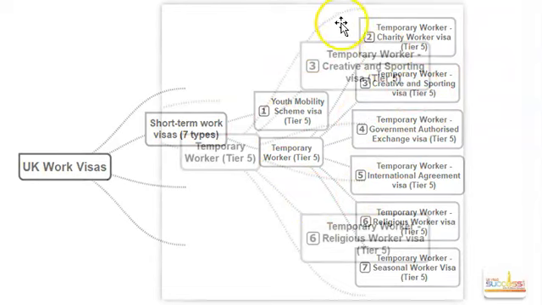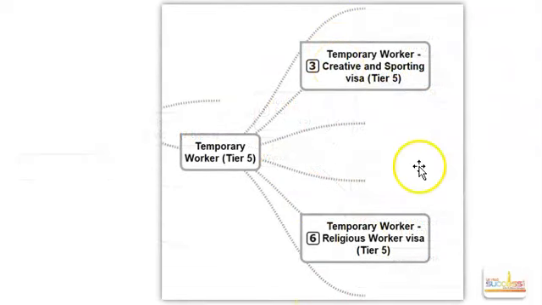Just to draw attention here that these are very similar to the long-term tier 2 applications, creative and sporting visa and religious work visas. The only difference between the tier 2 and tier 5 types of visa is because this is a very short term type of visa. So if anyone wants to come here on a short-term basis, they will need to apply under the tier 5 provisions. And if they want to enter the UK for longer term, then it will probably be under tier 2.